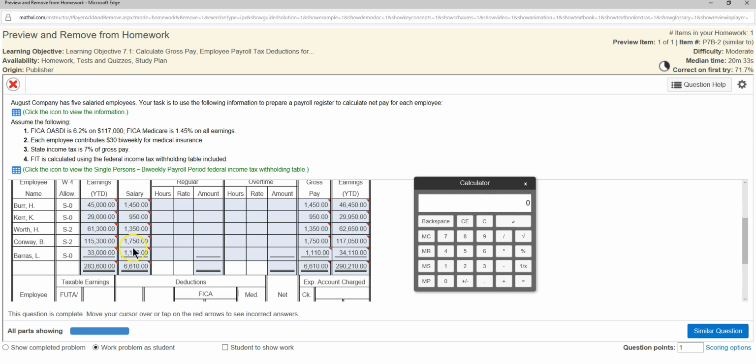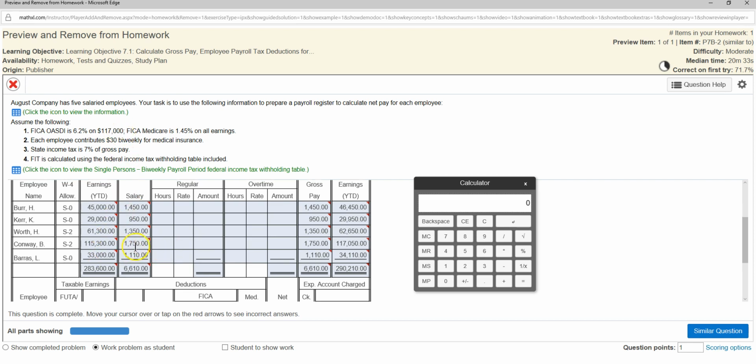As you can see, by adding in this week's salary to her previous earnings, she goes over the 117, up to 117,050. So the only thing we can tax here is that which takes her to 117,000 out of that 1,750. So I will go to my calculator and find out how much of that 1,750 gets taxed for Social Security.